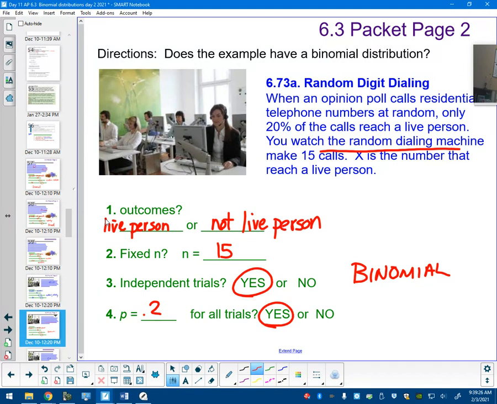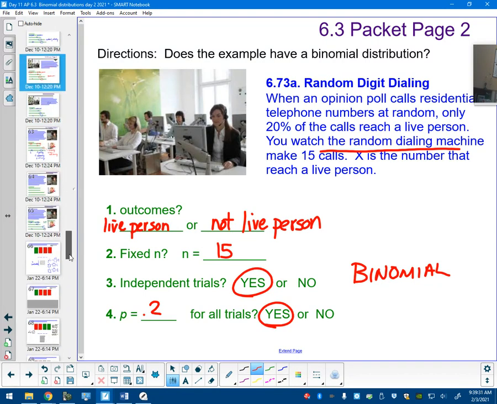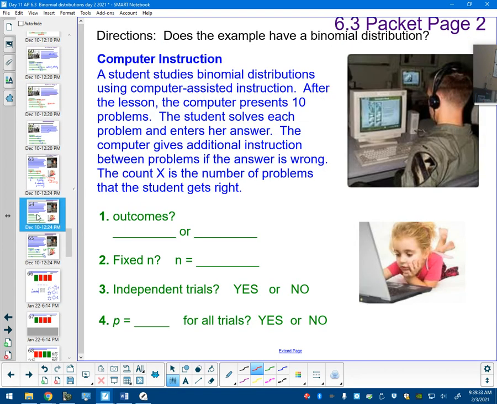All right, so gee, I guess what this next one's going to be. All right. Here we go. A student studies binomial distributions using computer-assisted instruction. After the lesson, the computer presents 10 problems. The student solves each problem and enters her answer. The computer gives additional instruction between the problems if the answer is wrong. The count X is the number of problems that the student gets right.